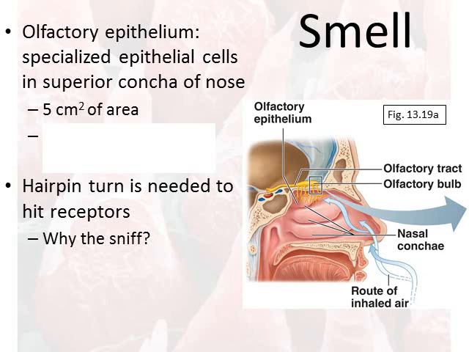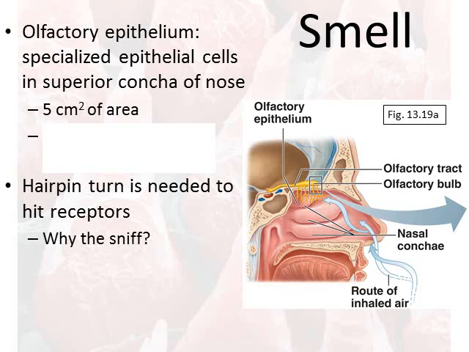So we're going to move on to smell. The olfactory epithelium is where smell occurs, and these are specialized epithelial cells found in the superior concha of the nose. So that's all up in here. The air comes in this way, and we have these little hairs, little neurons sticking down, and that's where the sense of smell comes from.